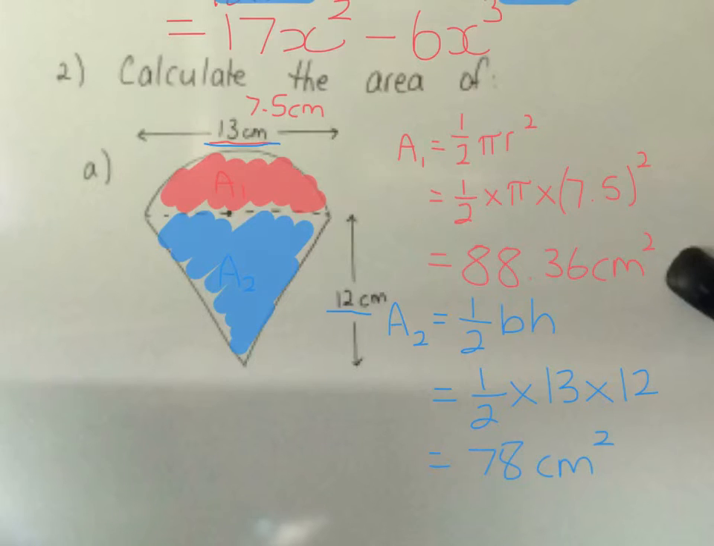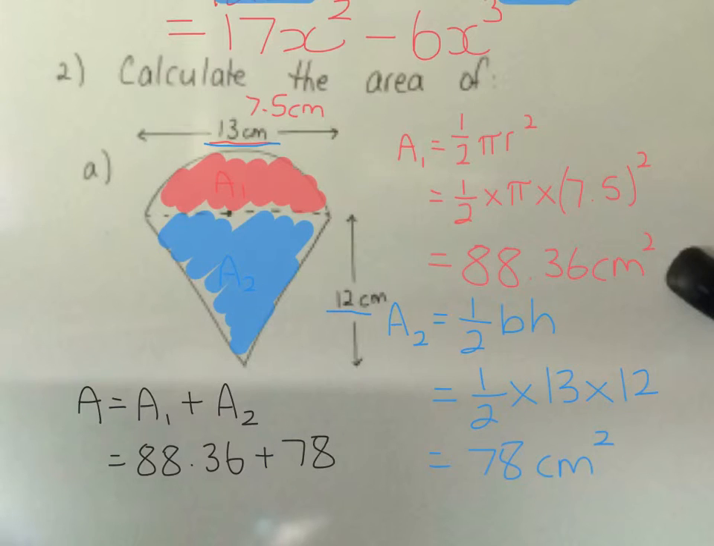Now to calculate the total area of our composite shape, we need to add together area 1 and area 2, as these are the two areas that have been combined to make our overall shape. So adding 88.36 to 78, we get a total area for our composite shape of 166.36 square centimetres.